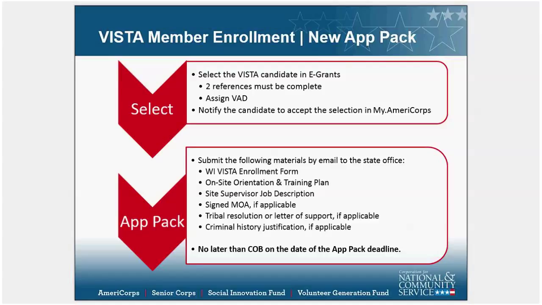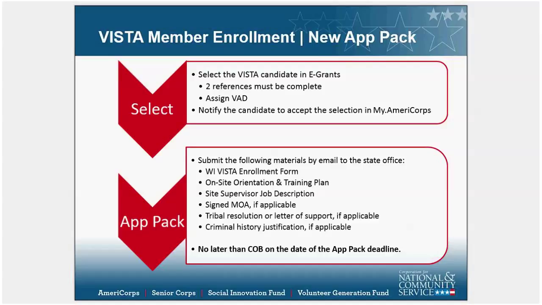So we ask that you attach those items to the app packet and send that to us by email no later than close of business on the deadline day. Ideally, we encourage folks to send this as you're recruiting and selecting members throughout the process. So you don't have to wait till the deadline day to send us this. If you select a member on Thursday, send us the pack on Thursday.